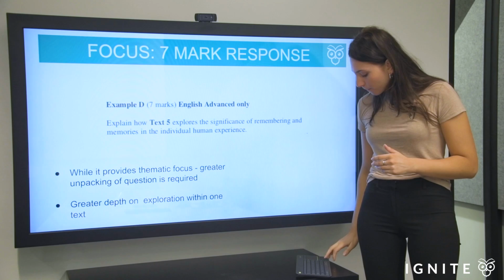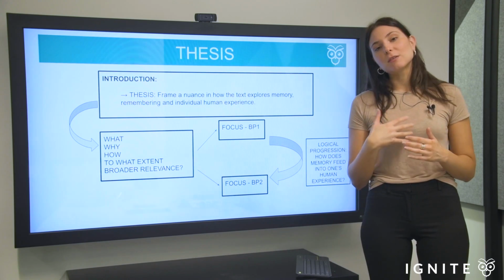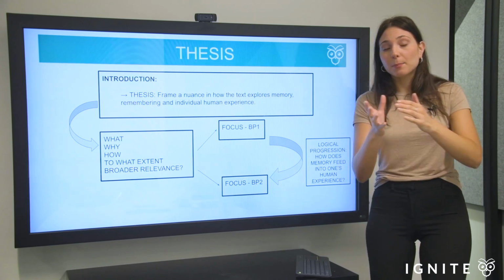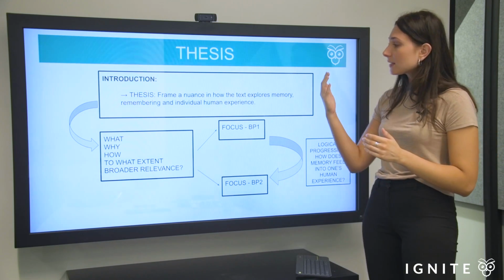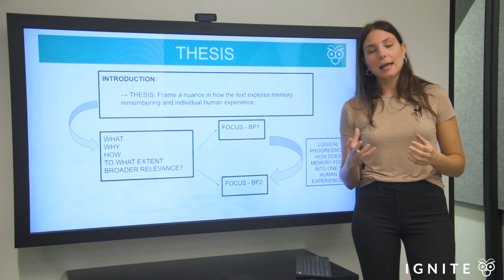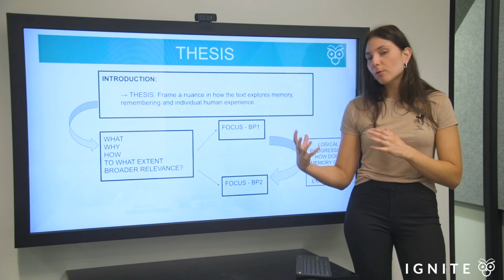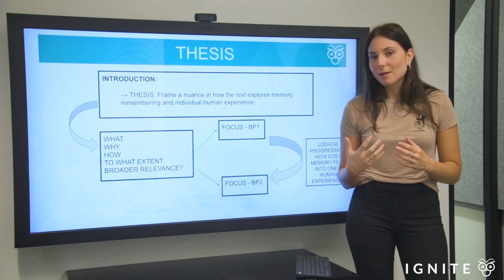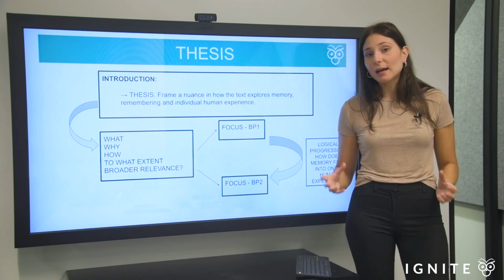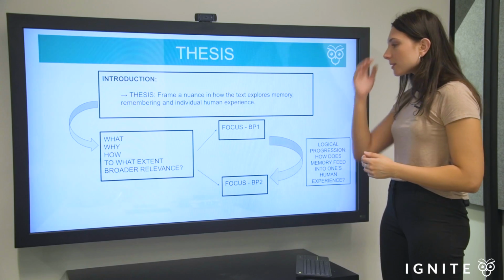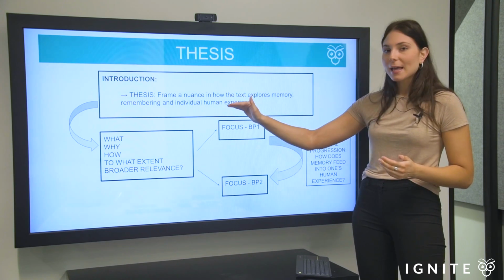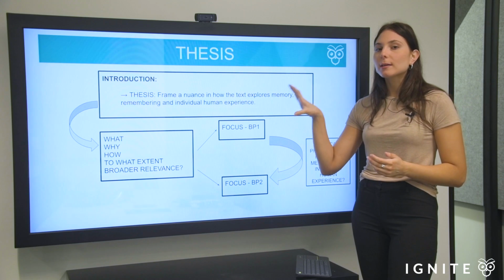So as a starting point, the first thing you're going to need to break through is how you're going to develop a thesis statement that's going to give you a springboard through which your 2 main body paragraphs can sufficiently answer the question. The thesis statement really has to frame the overarching structure of the rest of the response. And I think it's important to flag here that you need to devote some time to planning before you start writing. You actually have to critically think, okay, what's my overarching argument here going to be? And what will the focus of my 2 paragraphs be in order to prove my thesis? In this case, your thesis needs to frame a nuance in how the text explores memory and remembering and how that is fundamental to the individual human experience.